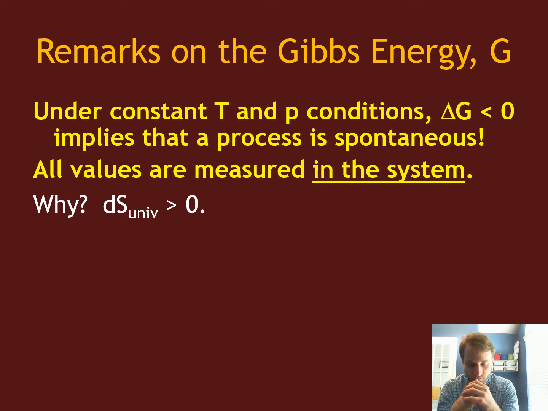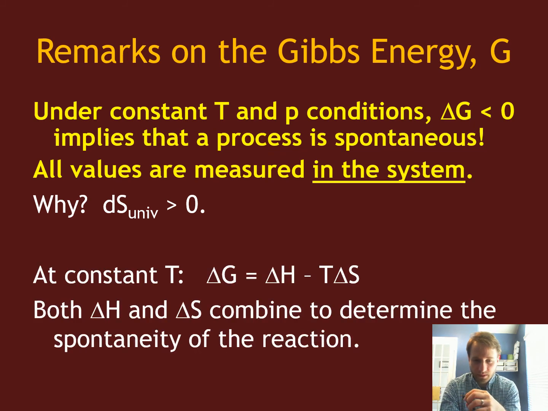And that's why we care about Gibbs free energy so much in chemistry. It's because our chemical reactions are typically done under constant temperature, constant pressure conditions. In that case, the Gibbs free energy tells us about the entropy change in the universe, which tells us whether or not something is spontaneous. Under constant temperature conditions, the change in Gibbs free energy is equal to delta H minus T delta S, which we've seen before in chemistry classes.